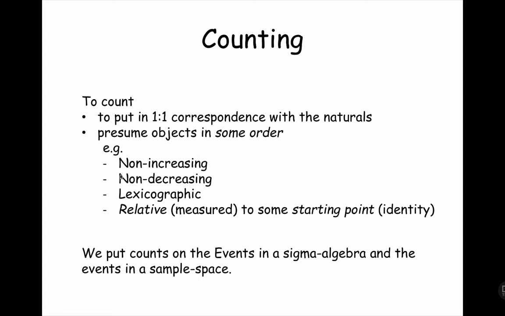Of course, to count means to put in one-to-one correspondence with the naturals. So you can count things that are finite, meaning they end, or you can count things that are infinite, meaning they're ongoing. Now, different ways you count, or the reason you count, is because you presume that you have some order for the objects that you want to enumerate or put in one-to-one correspondence.